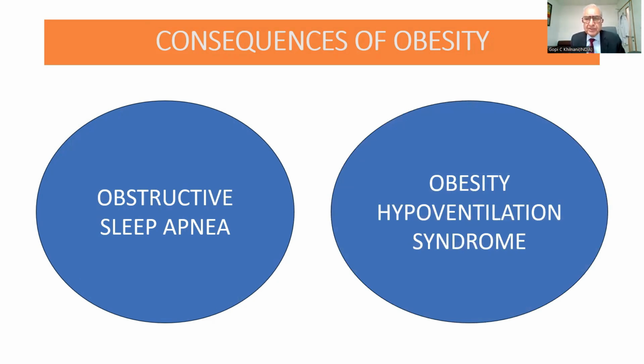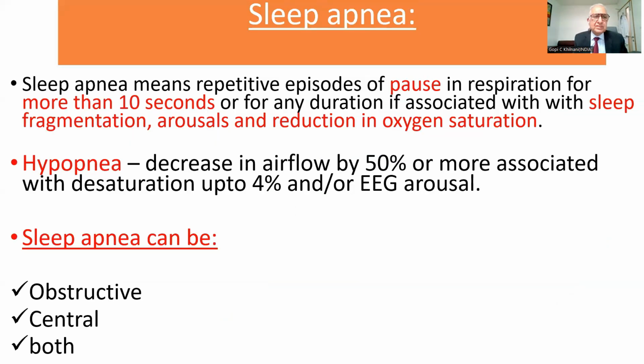So, can we divide sleep disordered breathing into obstructive sleep apnea and obesity hypoventilation syndrome? Yes and no, because 90% of the patients who have obesity hypoventilation syndrome also have obstructive sleep apnea. But for the purpose of discussion, I would be dividing it into two. So what is sleep apnea?